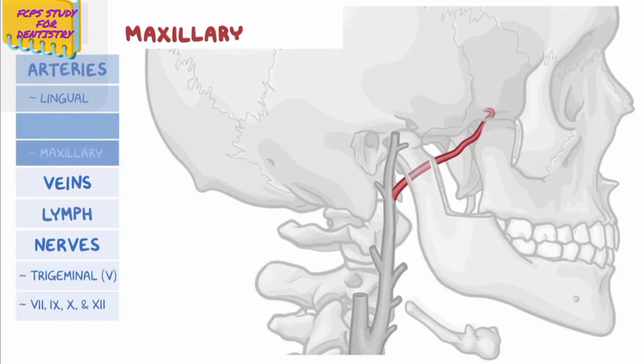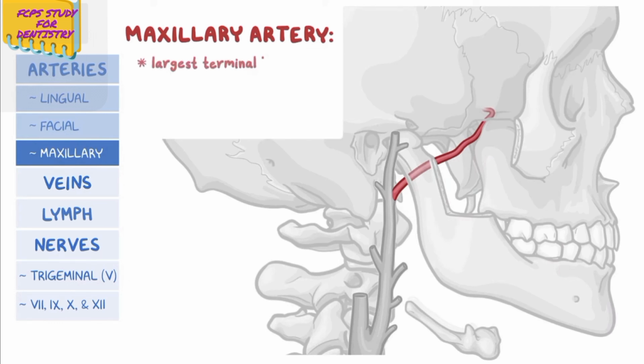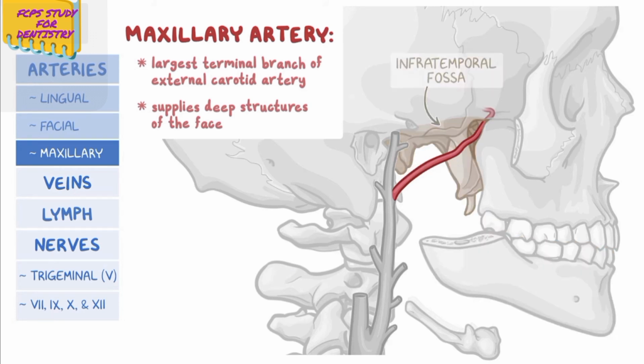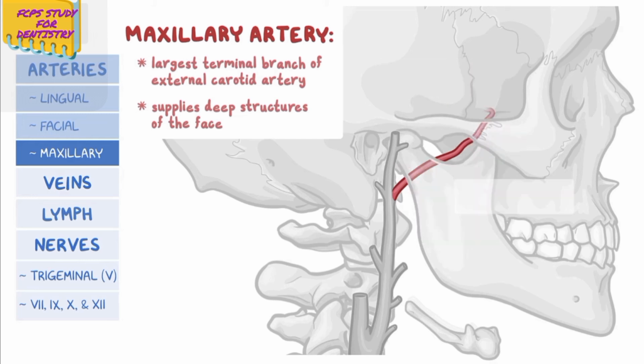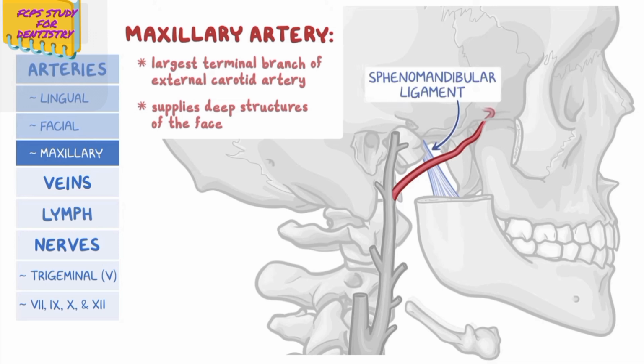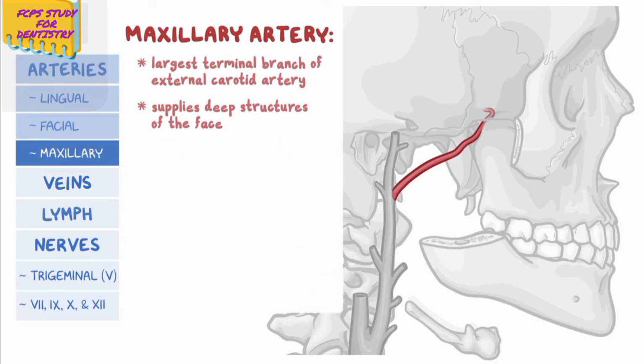Third, the maxillary artery, which is the largest terminal branch of the external carotid artery and supplies deep structures of the face, including the mandible, pterygoid, infratemporal fossa, and segments of the pterygopalatine fossa. It arises posteriorly to the condylar neck of the mandible within the parotid gland. It then exits the parotid gland and passes anteriorly between the ramus of the mandible and the sphenomandibular ligament within the infratemporal fossa. As it passes through the infratemporal fossa, the maxillary artery can be divided in 3 parts.